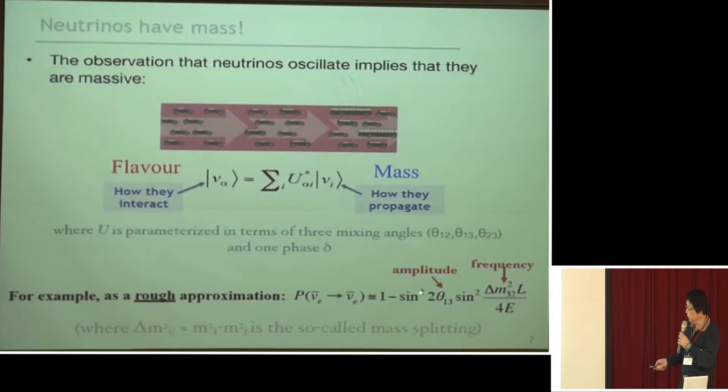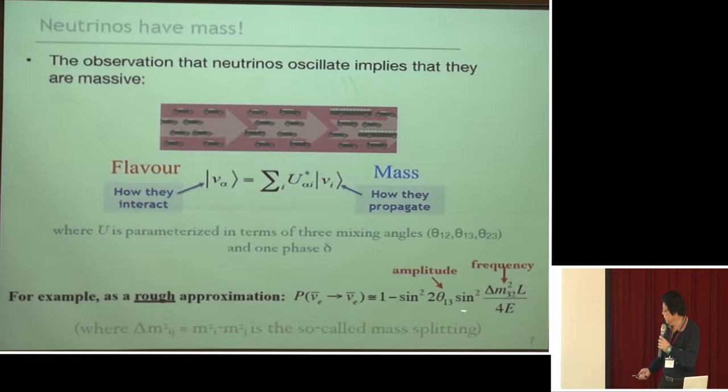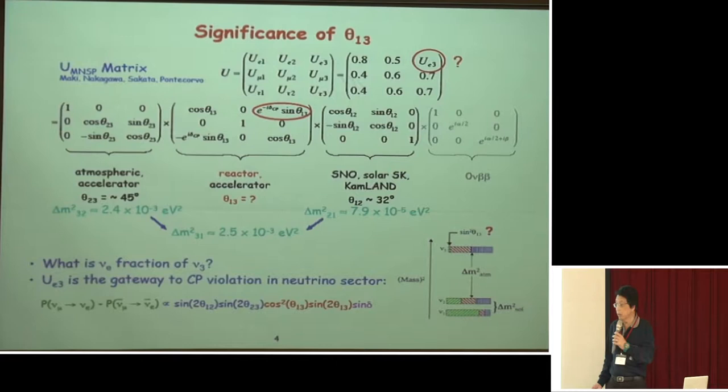And the measurements depend on sine squared of delta m squared times L over 4E. L over E is basically just time. So it's just full quantum mechanics. Here delta m squared 23 means m3 squared minus m2 squared, the mass squared difference. So the oscillation and mixing are sensitive to the mass squared differences, but not the mass itself.